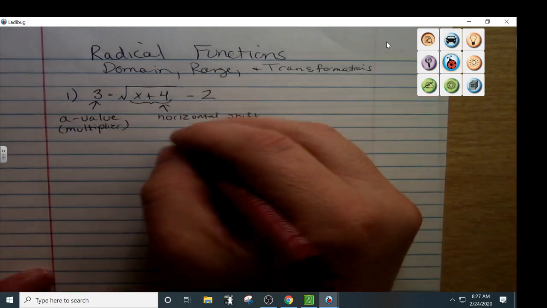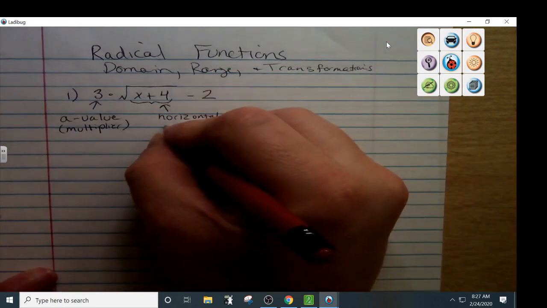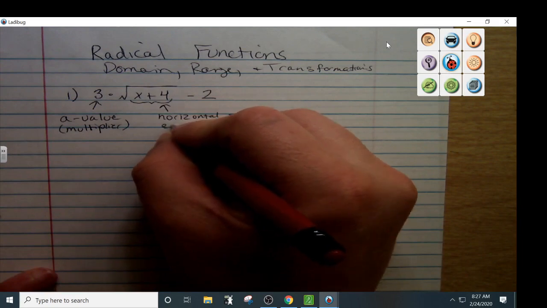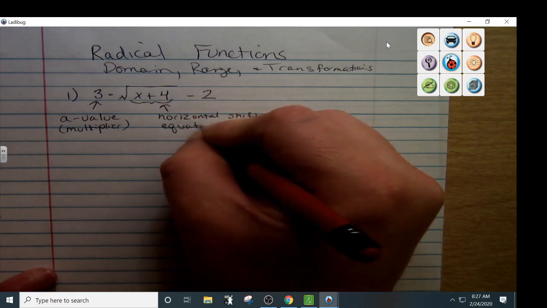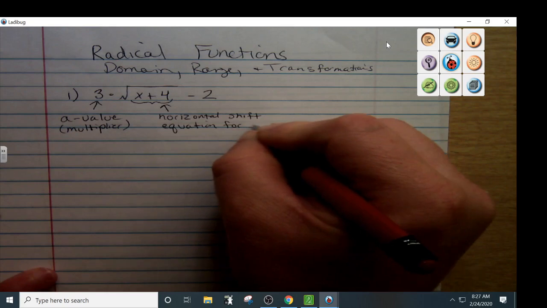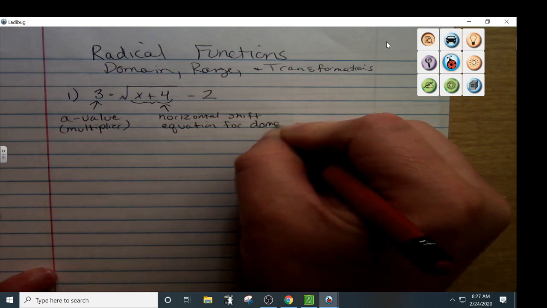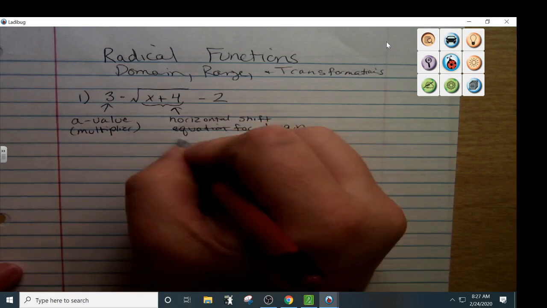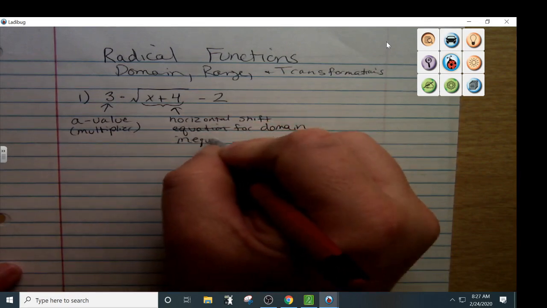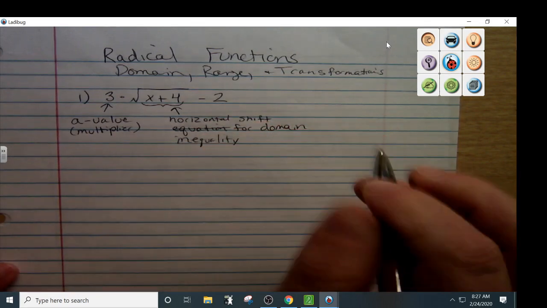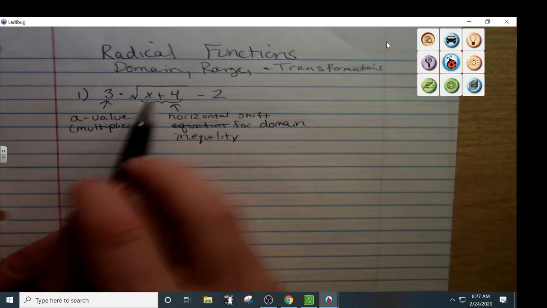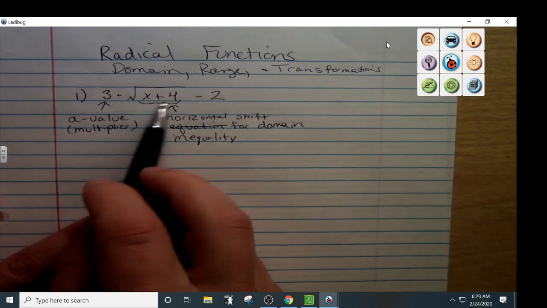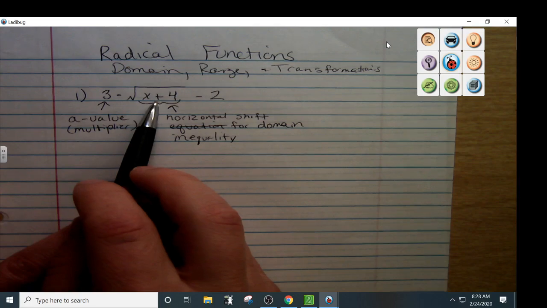Now, I put equation, but it's actually an inequality. Let me put inequality for domain. So when you go to get your domain, guys, you're looking at what's underneath the radical here.